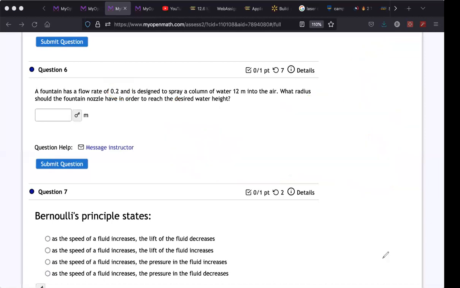I requested from our computer guys a drawing tablet for drawing things on my open math. I draw much better than I draw with my mouse or my trackpad, but they haven't gotten back to me with that.